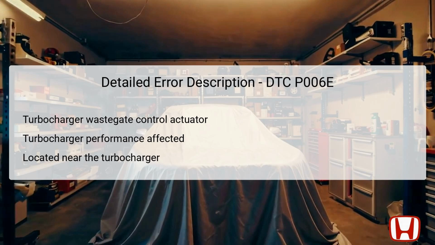A properly functioning turbocharger is essential for delivering increased power and efficiency, so any issues related to the wastegate or its control mechanism should be diagnosed promptly. When the power supply to this actuator is disrupted, the turbocharger can underperform or even become unusable, leading to a noticeable decrease in engine power.